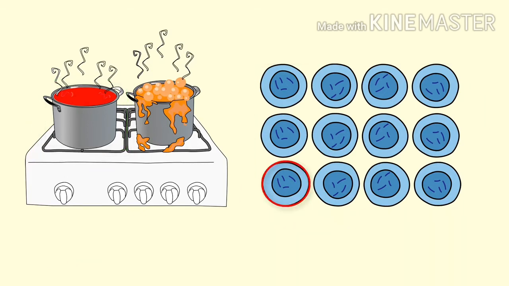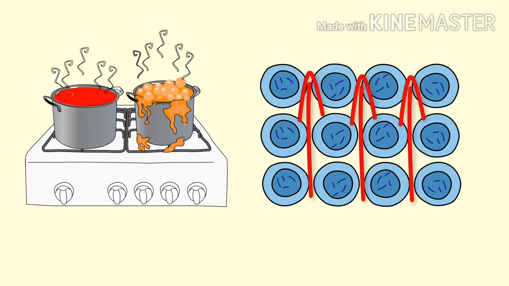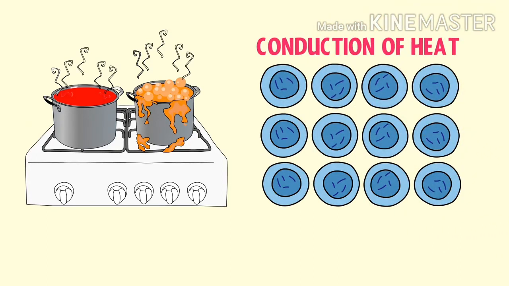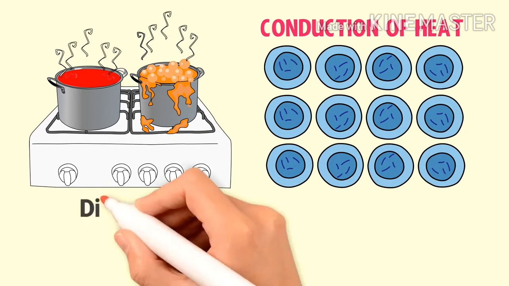Now this atom will transfer heat energy to this atom, while this atom will transfer heat energy to this atom. Hence, by this process, energy will start flowing among the atoms and your food will be cooked. Thus, this flow of heat energy from fire towards the cooking pot without transferring atoms or matter is known as conduction or conduction of heat.